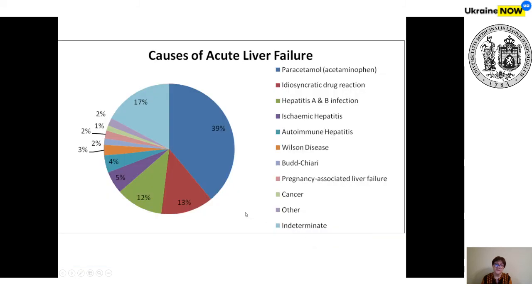You can see the incidence of causing factors in acute liver failure, which demonstrates that 39% of acute liver failure is caused by paracetamol, 13% caused by medicaments through idiosyncrasy, so more than half of acute liver failure is due to medicaments.